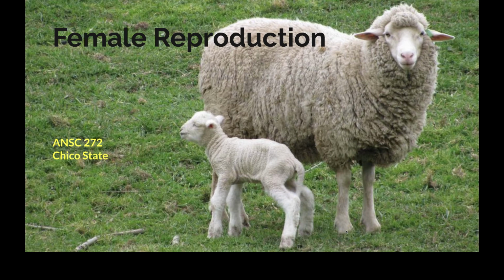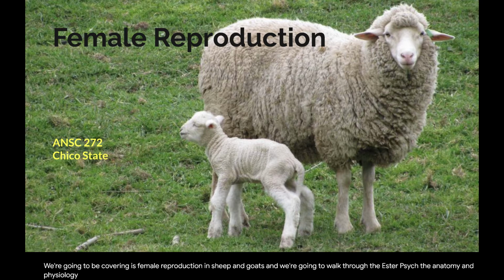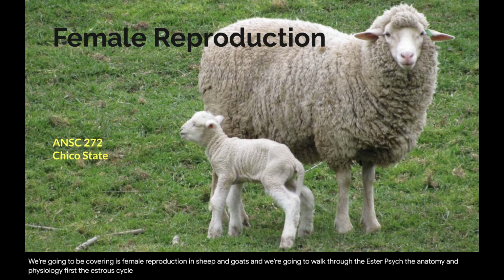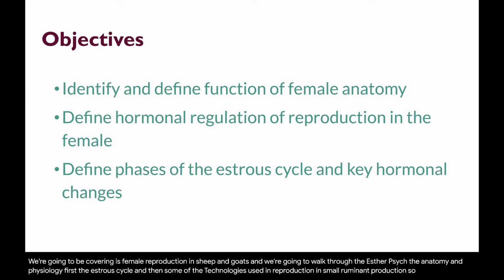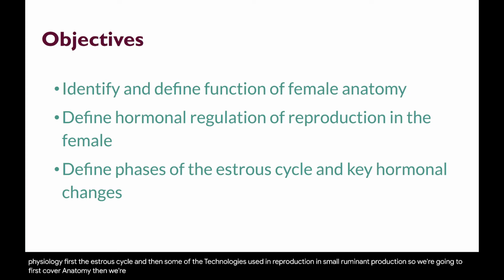The next series we're going to be covering is female reproduction in sheep and goats, and we're going to walk through the anatomy and physiology first, the estrus cycle, and then some of the technologies used in reproduction in small ruminant production. So we're going to first cover anatomy, then we're going to talk about the hormonal regulation of reproduction and the estrus cycle, and talk about the hormonal changes and how that all fits together with the technologies that we use.